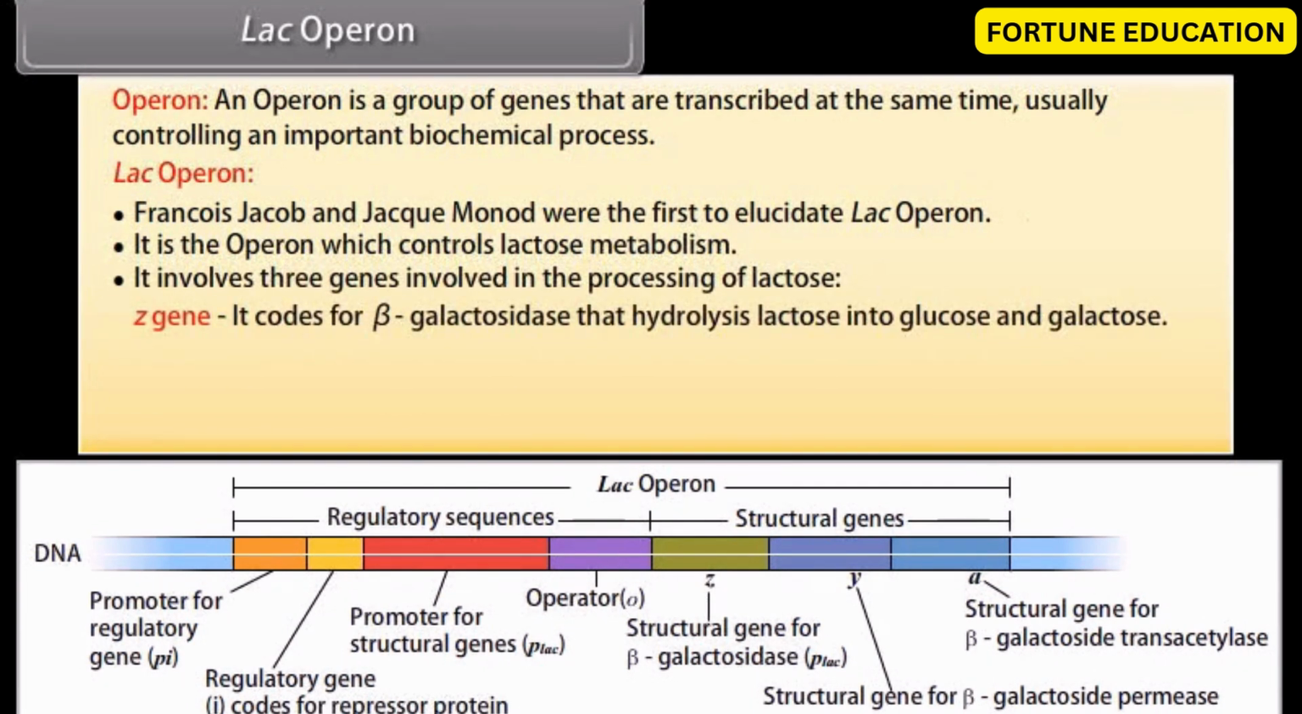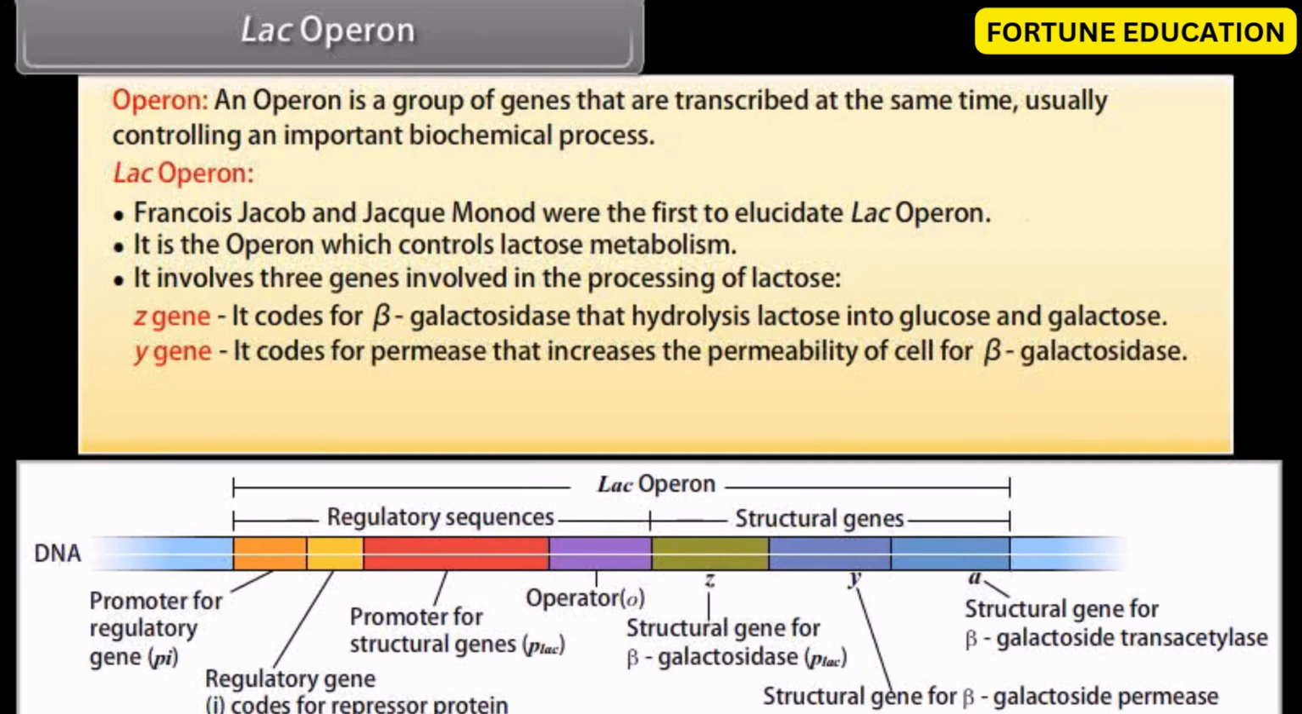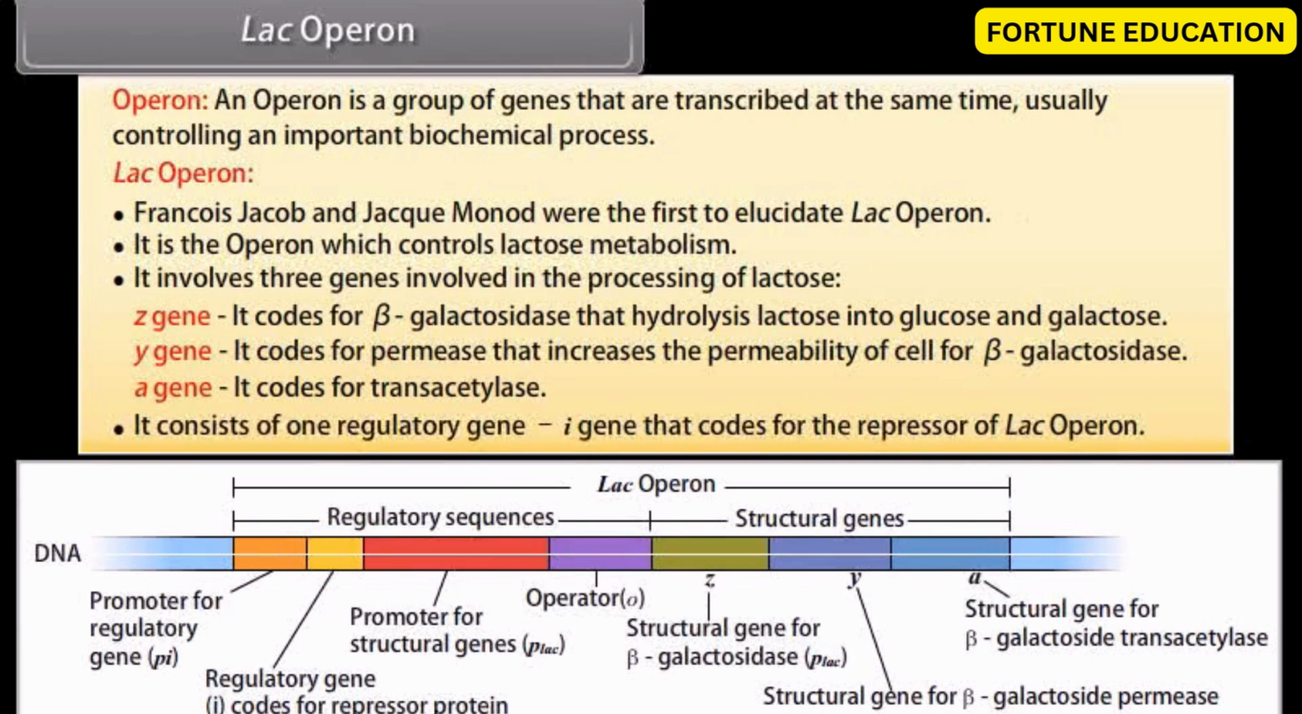Z gene. It codes for beta-galactosidase that hydrolyzes lactose into glucose and galactose. Y gene. It codes for permease that increases the permeability of the cell to lactose. A gene. It codes for transacetylase. It consists of 1 regulatory gene, I gene, that codes for the repressor of lac operon.